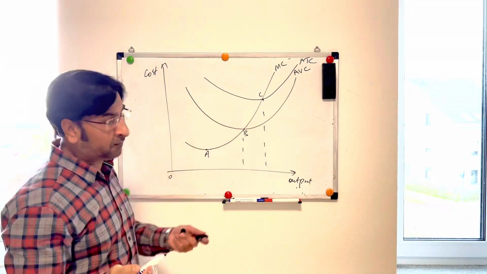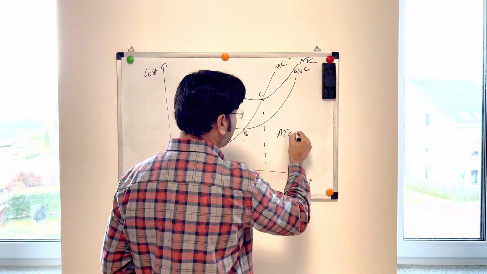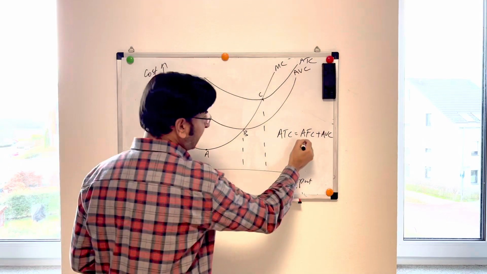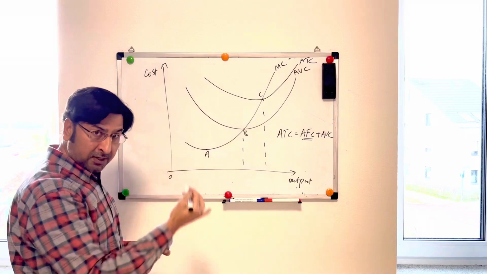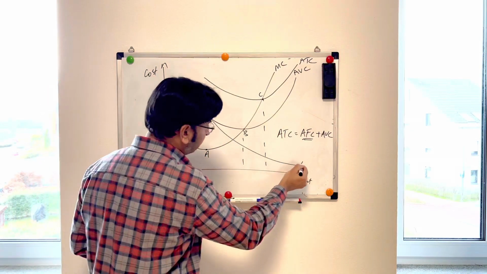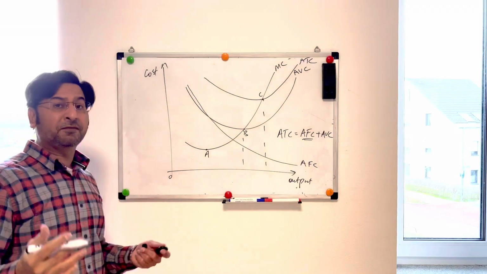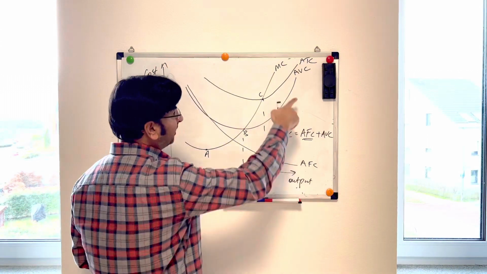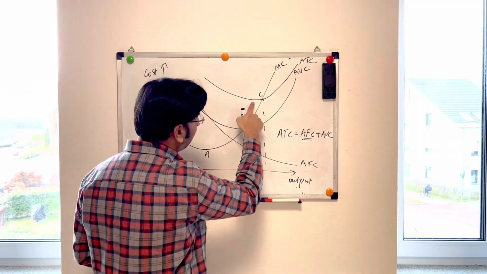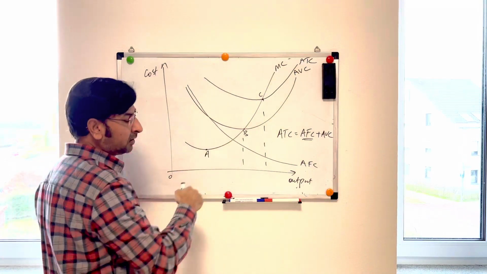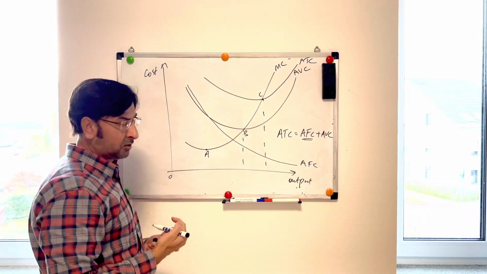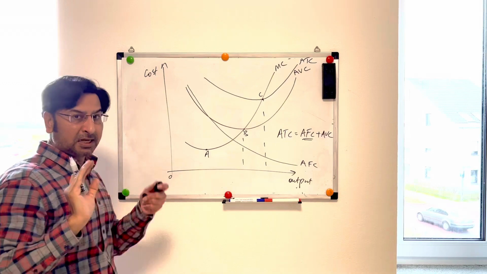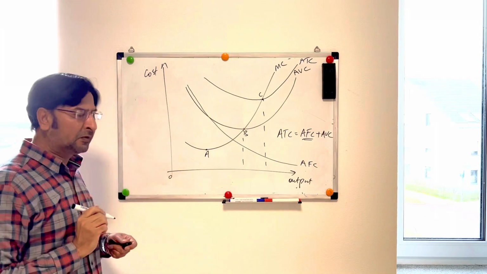The reason for this difference is, as you know, average total cost is equal to average fixed cost plus average variable cost. And since average fixed cost always falls, it is like this. Unlike total fixed cost, which is a fixed number, average fixed cost always falls. And this average fixed cost will make average total cost fall longer than average variable cost, which does not include average fixed cost, right? So this is why the minimum of average total cost comes later than the minimum of average variable cost.